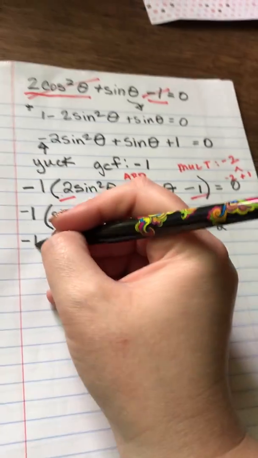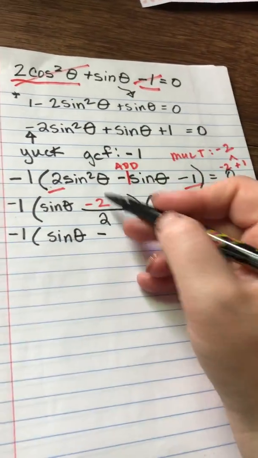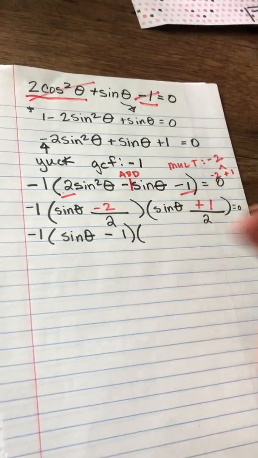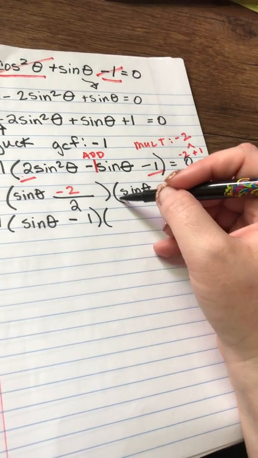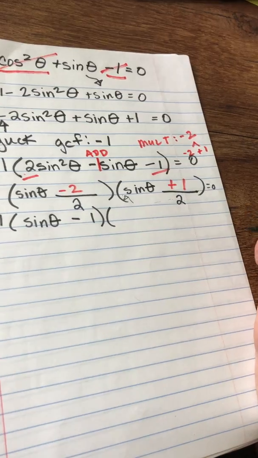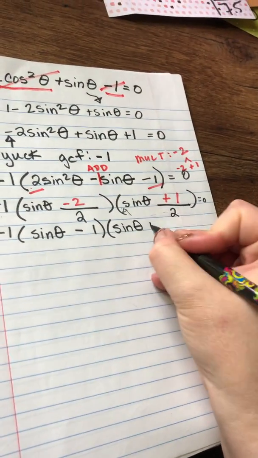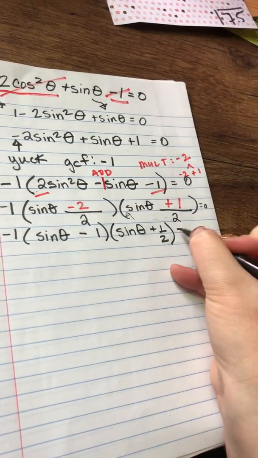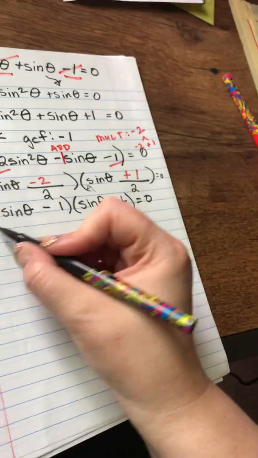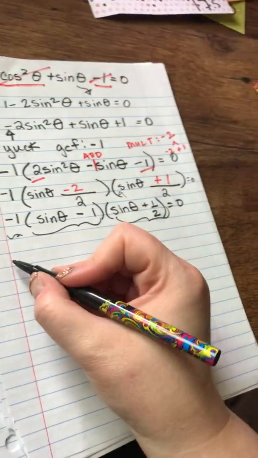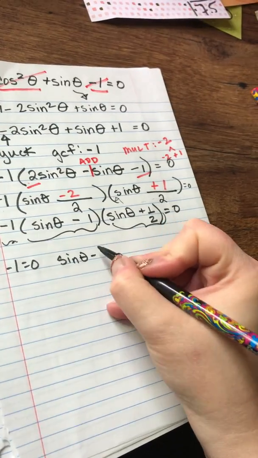Okay, so now we have -1 parentheses sine theta minus 2 divided by 2 is 1, parentheses. Here we can throw the 2 up, but eventually we're going to equal it to 0 anyway, so I'm just going to keep it like that. Sine theta plus 1/2 equals 0. Then you set each little chunk equal to 0 and solve, like what we did in 7.4.